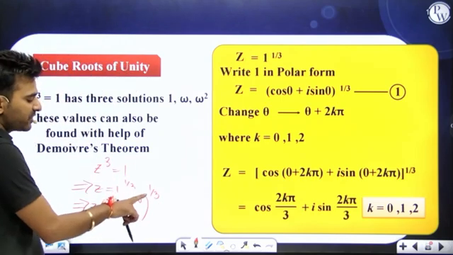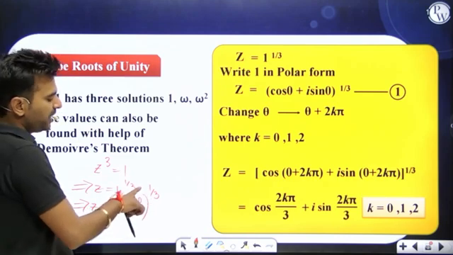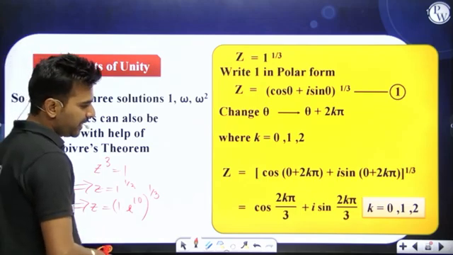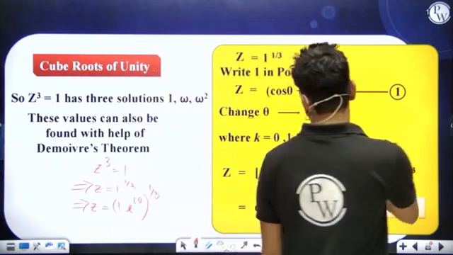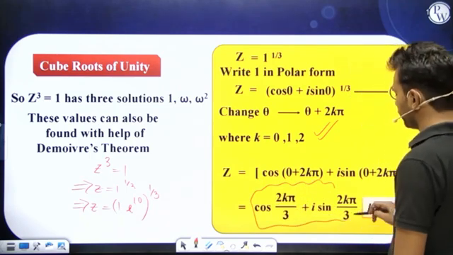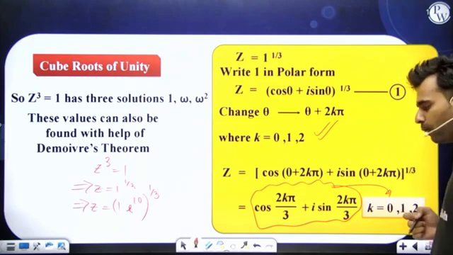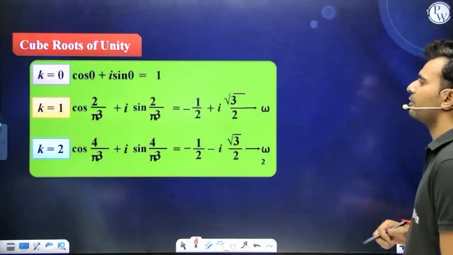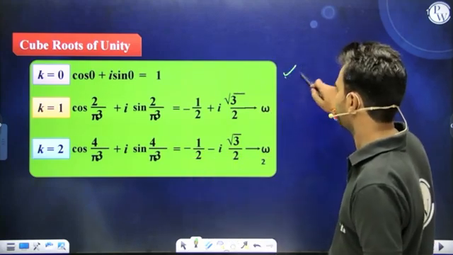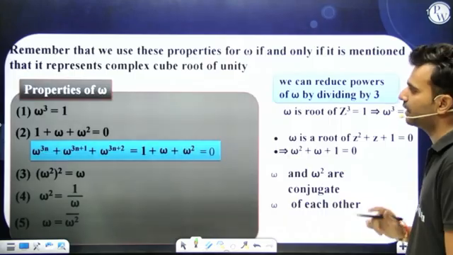Now, whenever a rational power is there, you will do what? 2k pi plus p theta upon q. You will do that, remember? And k's value will be 0, 1 and 2. So if you put k equal to 0, 1 and 2, you will get the same values only, that is 1, omega and omega square only. So that is another way of finding the cube roots of unity. These are the values we have got by putting k as 0, 1 and 2. Right? This should be clear.